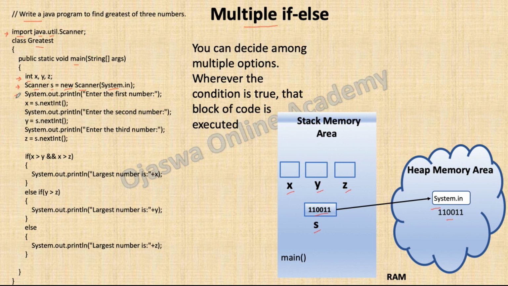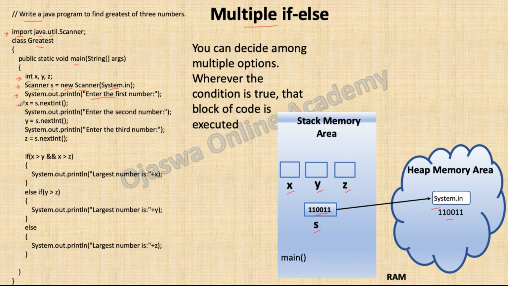Next statement is System.out.println. The println method prints the text to the output screen. Hence, "Enter the first number" will be printed to the output screen. We need to write this because the user should understand what he is supposed to do. So when the user reads "Enter the first number", he will enter the first number.